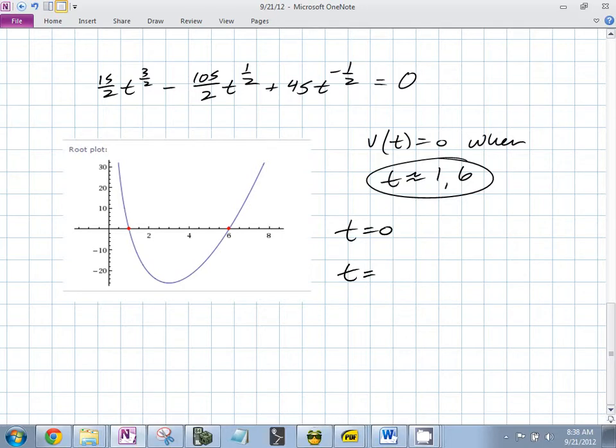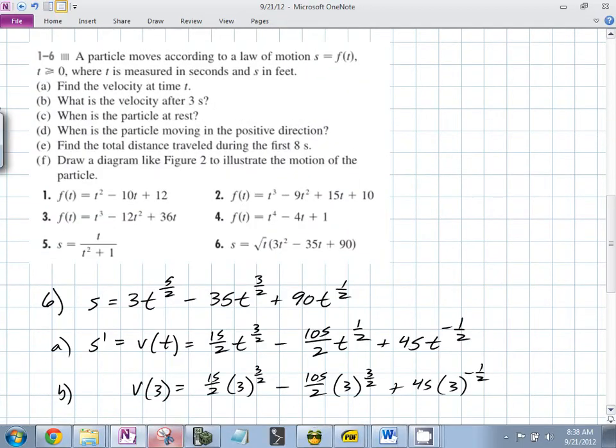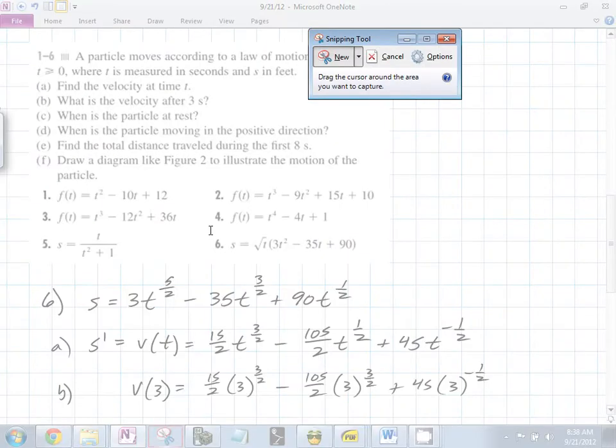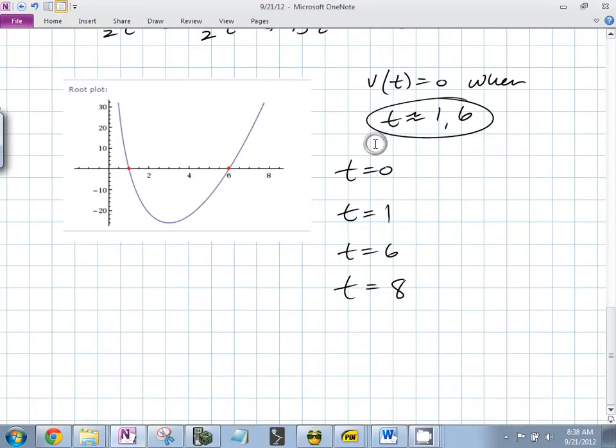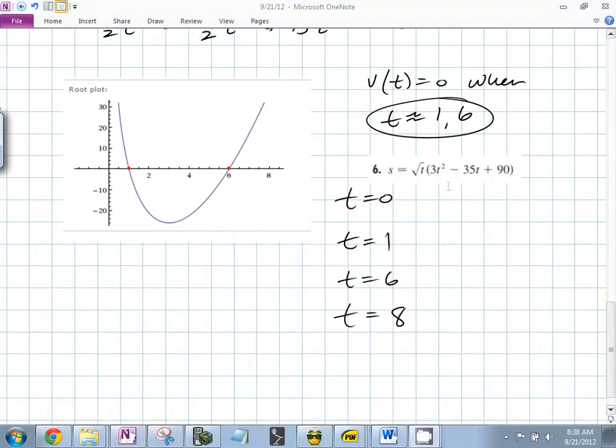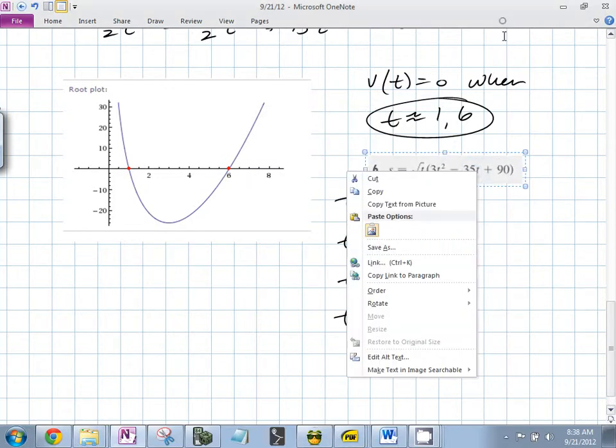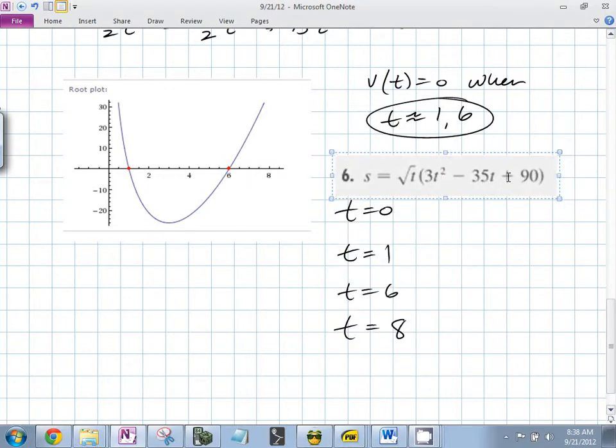So what are the turnaround points? We just found them. 1 and 6, and then what's our end point? 8. So you find the position at each of these times. The original position function is right here. So you take this position function and you just fill out this table and go from there. So do that for me right now. Find me the position at these 4 times.